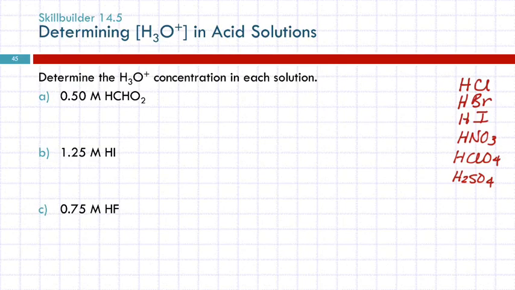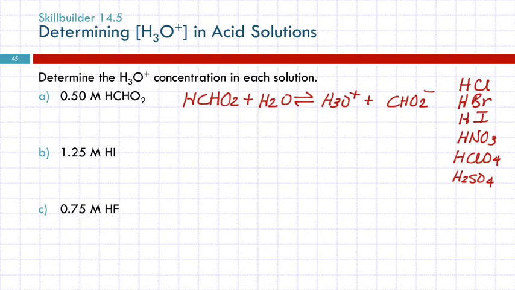So when this dissolves, HCHO2 plus H2O, it's going to be a weak acid. We're going to get hydronium ions, and we're going to get the CHO2 minus ions. But it's not all going to become hydronium ions. If it all became hydronium ions, then the hydronium ion concentration would be 0.5. But it's less than that. So all you can say here is that it's less than 0.5.